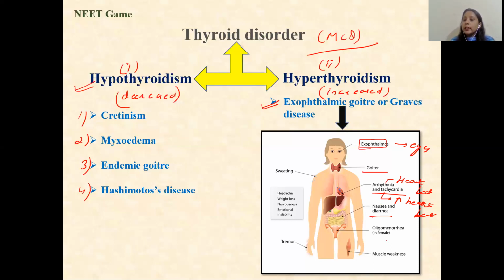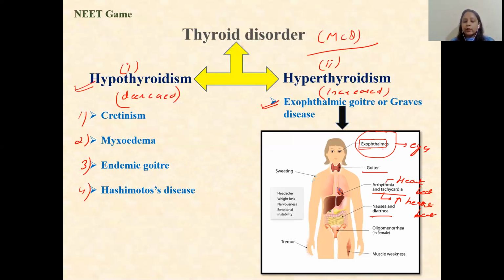Nausea, diarrhea. Oligomenorrhea, where there is increased menstrual flow, or they very infrequently have periods. Muscle weakness, tremors in the hands and legs, sweating, headache, weight loss. There are many symptoms affecting hyperthyroidism, but the main and unique feature of hyperthyroidism is the presence of exophthalmos. This is the characteristic feature of a patient suffering from hyperthyroidism. Their eyes are bulging out from their orbits, so that is exophthalmos.